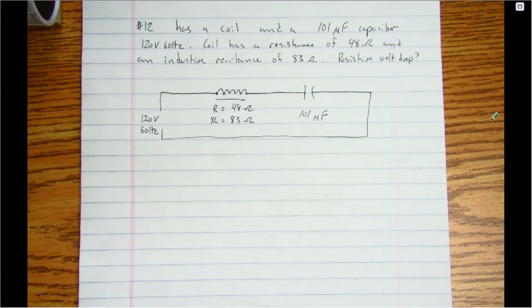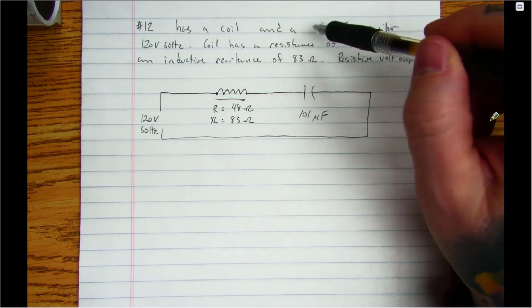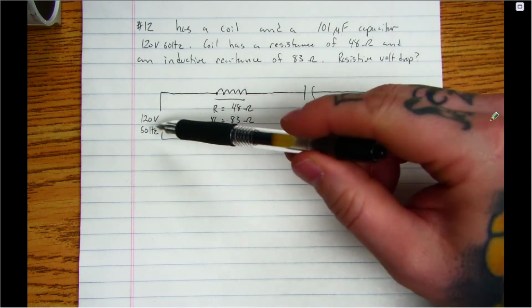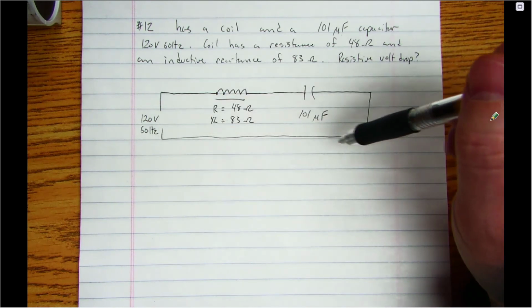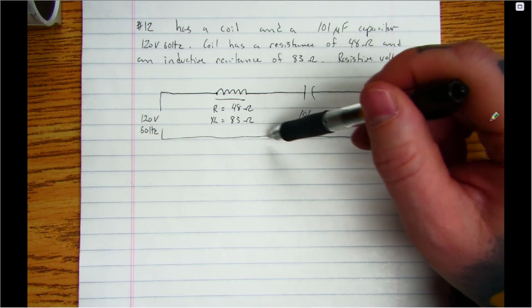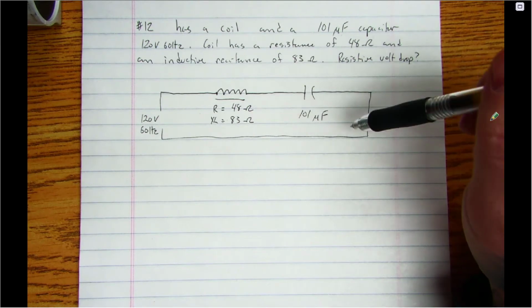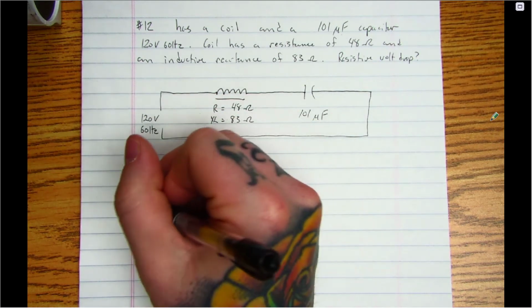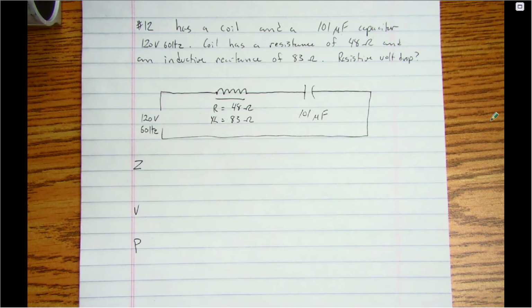Okay, so I'm going to do this question. It's one from your blackboard, one that you actually did. It has a coil and a 101 microfarad capacitor hooked onto a 120 volt 60 hertz supply. The coil has a resistance of 48 ohms and an inductive reactance of 83, and the capacitor is 101 microfarads. So in series, we have our impedance section, our voltage section, and our power section.